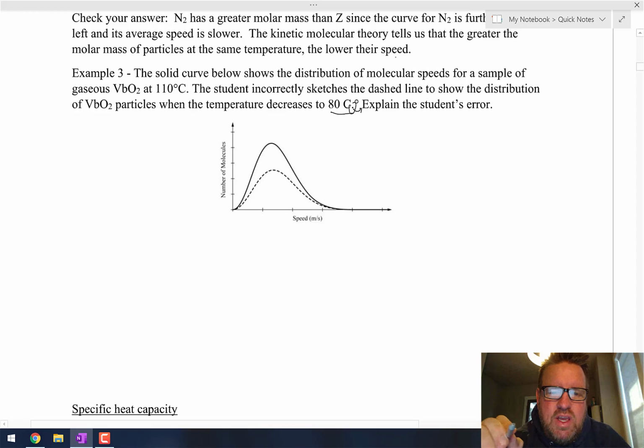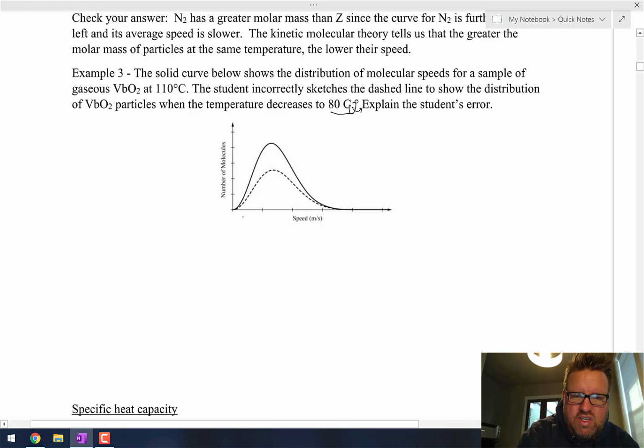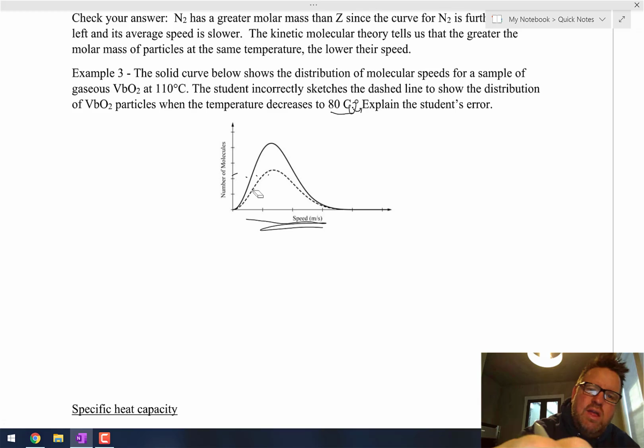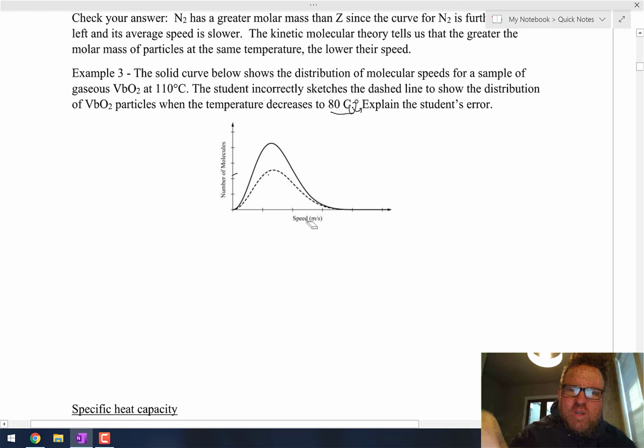So what happens here is, in this case, the way that the student drew this, it just looks like the speed is distributed the same. It just looks like there are fewer molecules in there now. Is that what happens when you lower the temperature of a gas? Do you lose some of that gas? Of course not. So we know that the correct way to represent that would be to draw, again, a sharper peak that goes taller and then comes down similar to that.